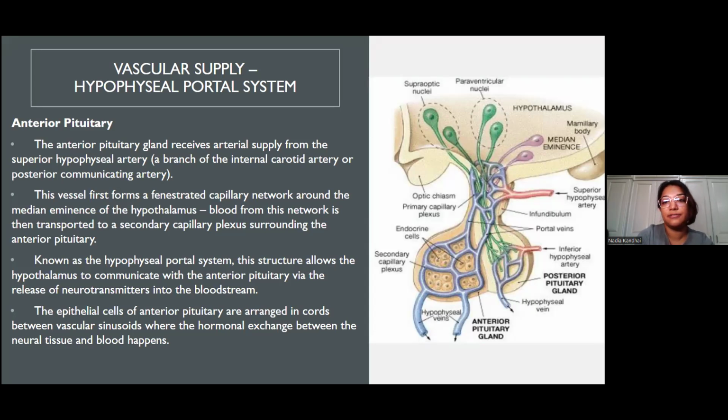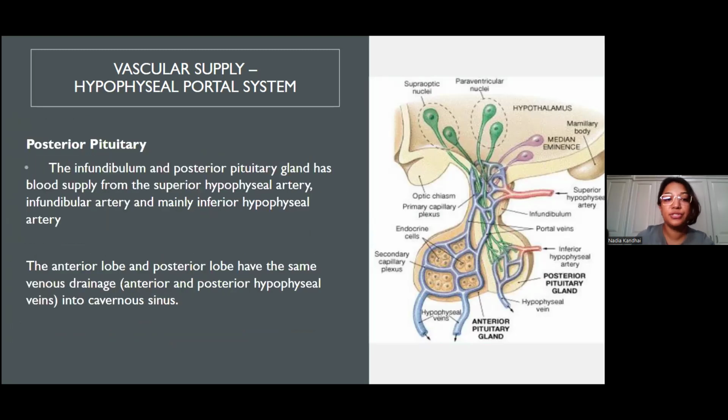The epithelial cells of the anterior pituitary are arranged between vascular sinusoids and cords, and this is where the hormonal exchange between the blood and the neural tissue occurs. The posterior pituitary, the infundibulum and the posterior pituitary gland has blood supply both from the superior hypophyseal artery, infundibular, and mainly the inferior hypophyseal artery. For the venous drainage, both the anterior lobe and the posterior lobe have the same drainage, which is the anterior and posterior hypophyseal veins into the cavernous sinus.